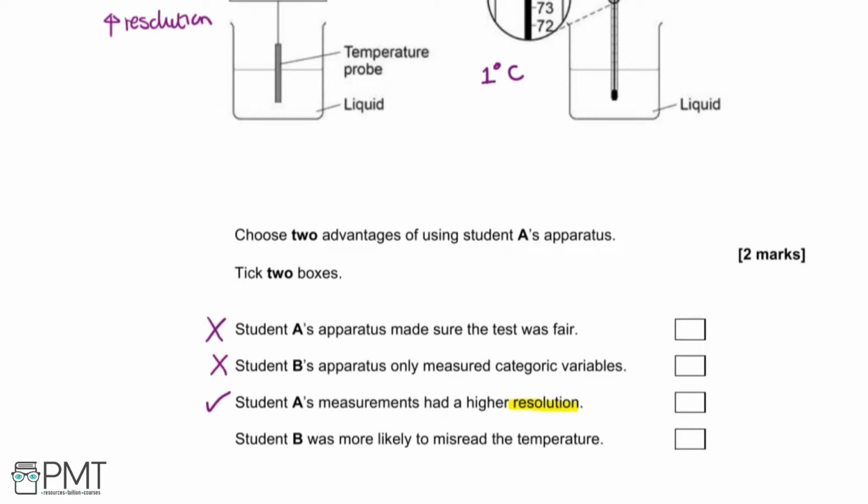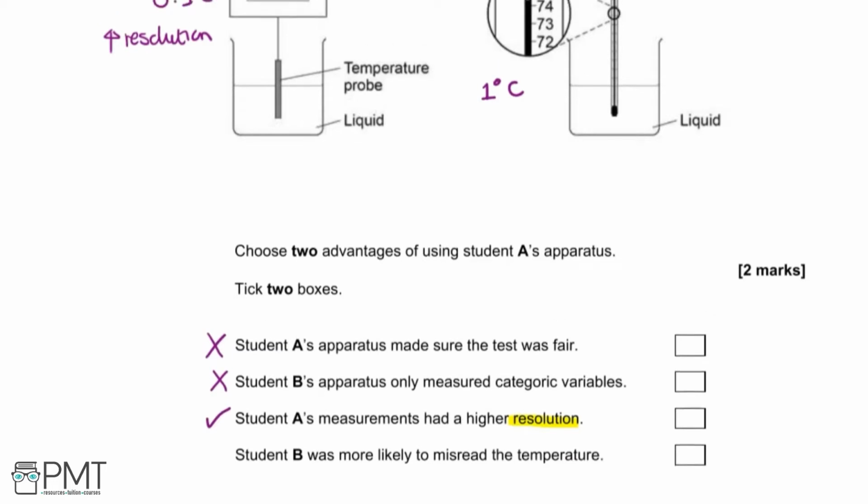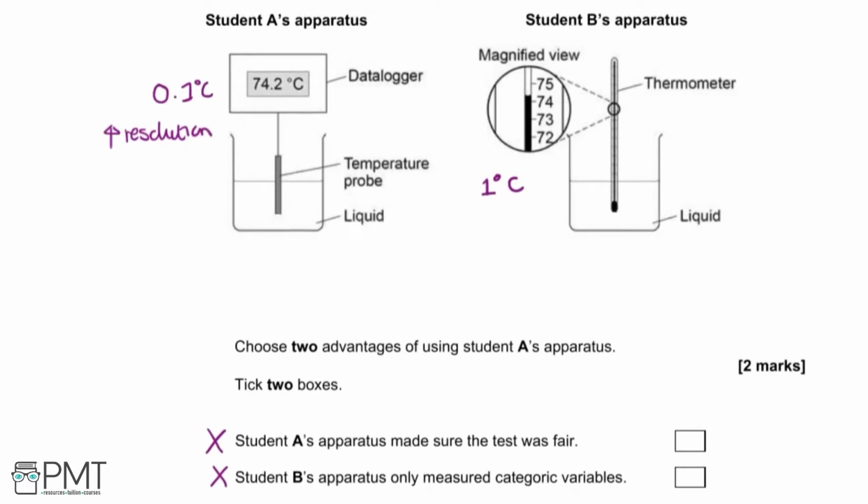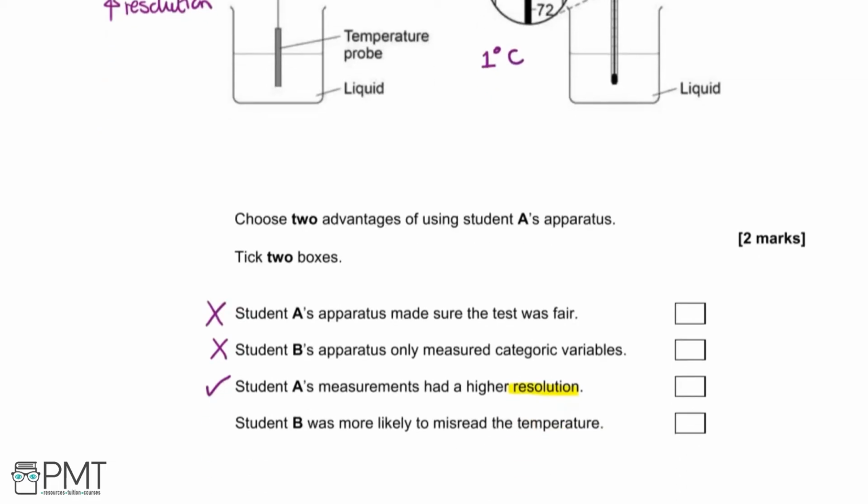Student B was more likely to misread the temperature. So with student A's apparatus, the data logger will display the value and you just have to write down what it says. So that's pretty much impossible to misread. However, with student B's apparatus, you have to look at the line and make your own judgment as to which value it's closest to. Also, what you see depends on what angle you're looking at it from. So if you're not reading the thermometer from eye level, you might also misread it. So this statement is definitely correct, and it's also an advantage of using student A's apparatus. So our 2 answers are the bottom 2.